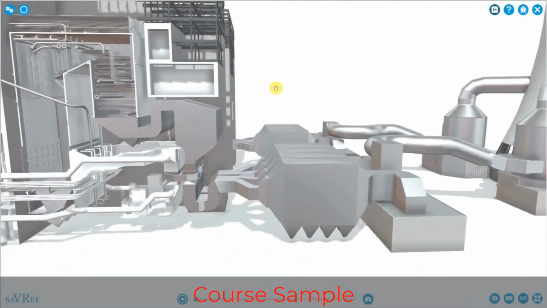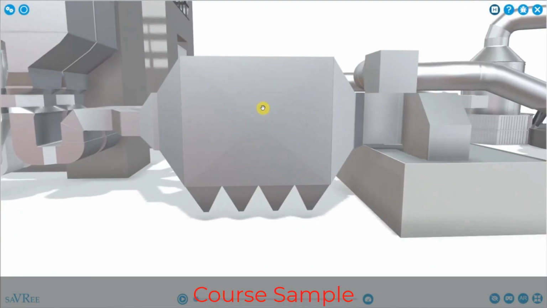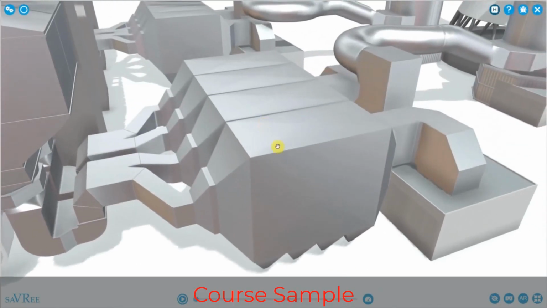I've now built that system. The first item that we come into contact with is an electrostatic precipitator. They look a bit like Lego blocks and they're all stacked together. Here we've got 4 electrostatic precipitators all installed together.